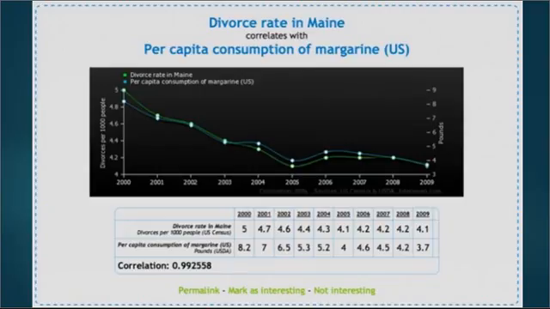In this, we see that the divorce rate in Maine correlates with the per capita consumption of margarine. As the divorce rates go down, the use of margarine also goes down. And as divorce rates go up, the use of margarine actually goes up. So this is what can happen in ecological studies. We might be looking at two different factors that really have absolutely nothing to do with one another. Let me show you one more.